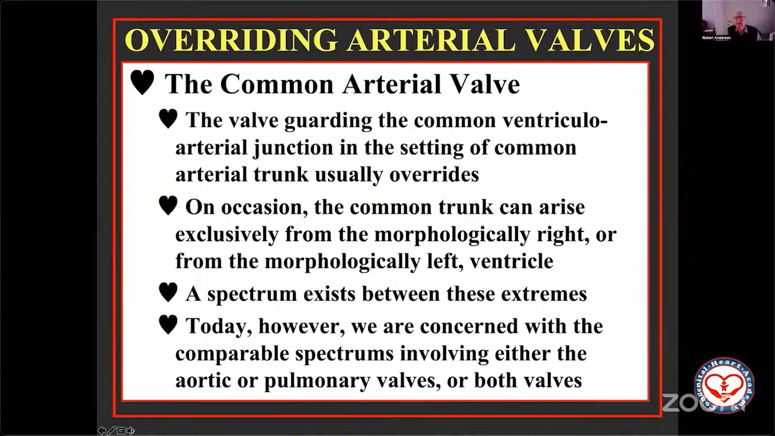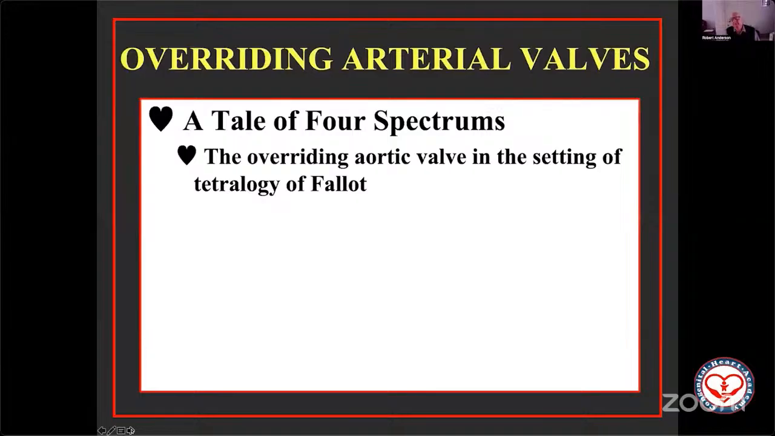Today we are going to be discussing those spectrums not in the setting of the common arterial trunk, but in the setting of the aortic valve, the pulmonary valve, or, on occasion, both the arterial valves. So what we are going to be discussing today is a tale of 4 spectrums. We're going to start off with the commonest of those spectrums, the overriding aortic valve in the setting of Tetralogy of Fallot.